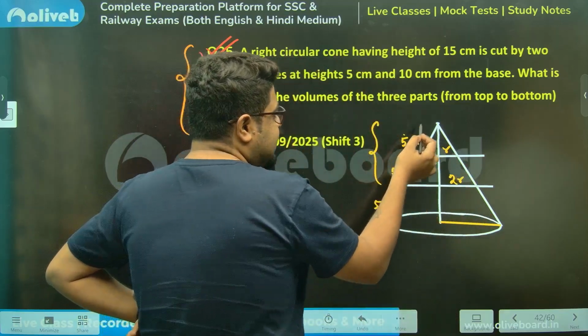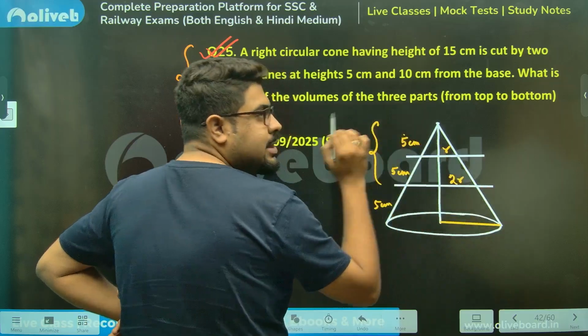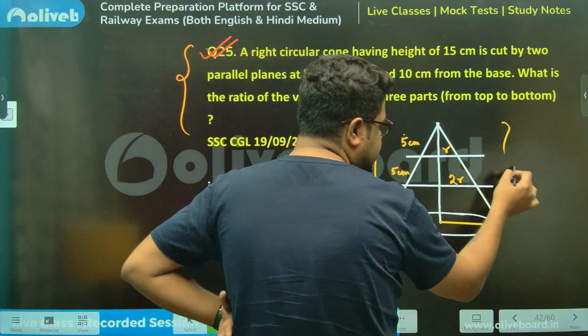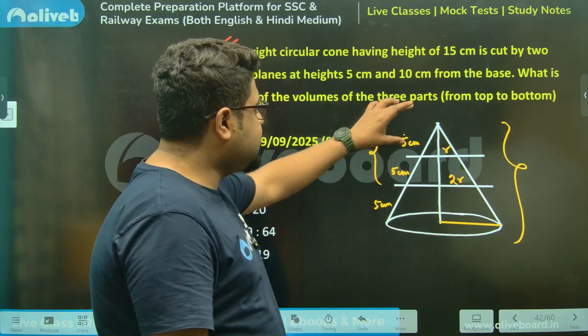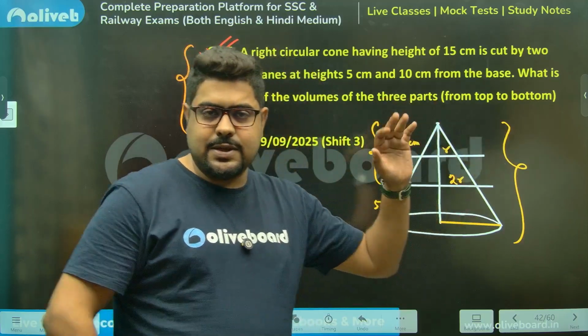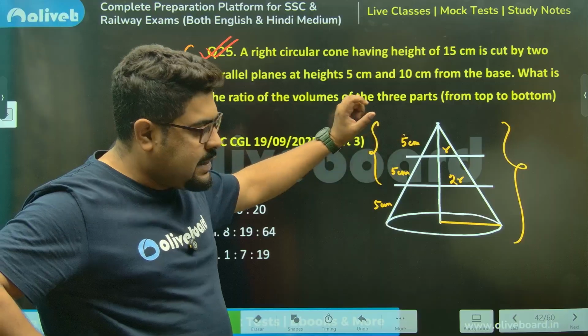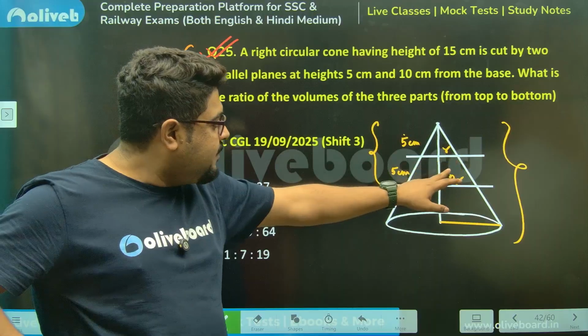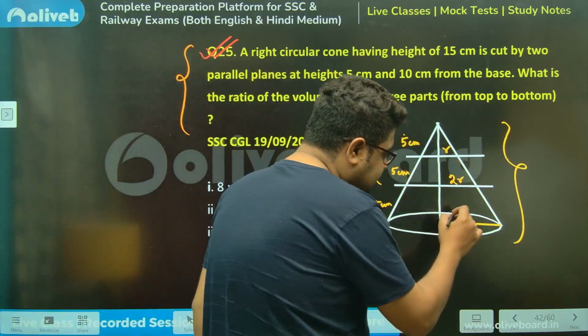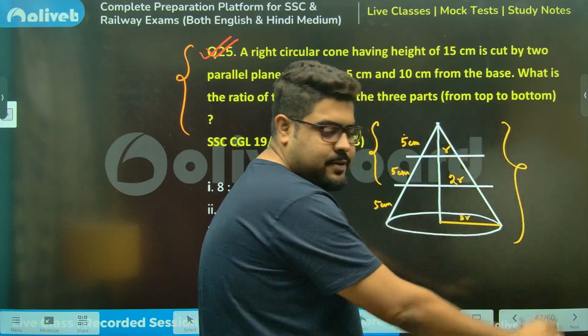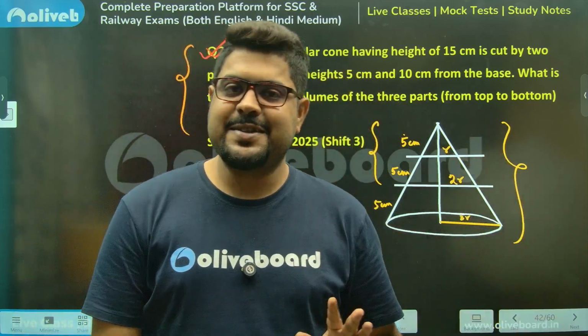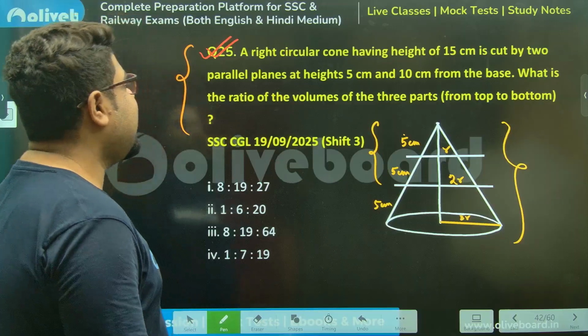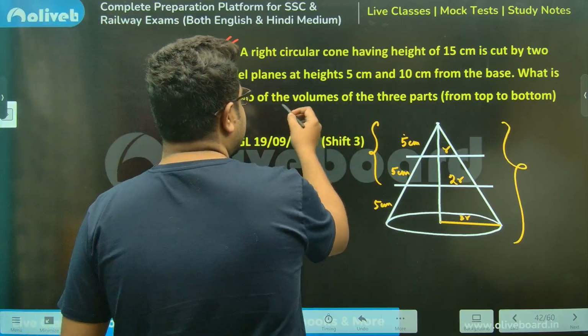Now again, let's take this part along with the whole thing. Or you can take the smallest one and the biggest one; anything works. So the smallest one is 10, the biggest one is 15. So the ratio is 2 is to 3. If this is 2R, then this must be 3R, sir. Now we know the radius. Calculate, sir, what is the ratio of the volumes?